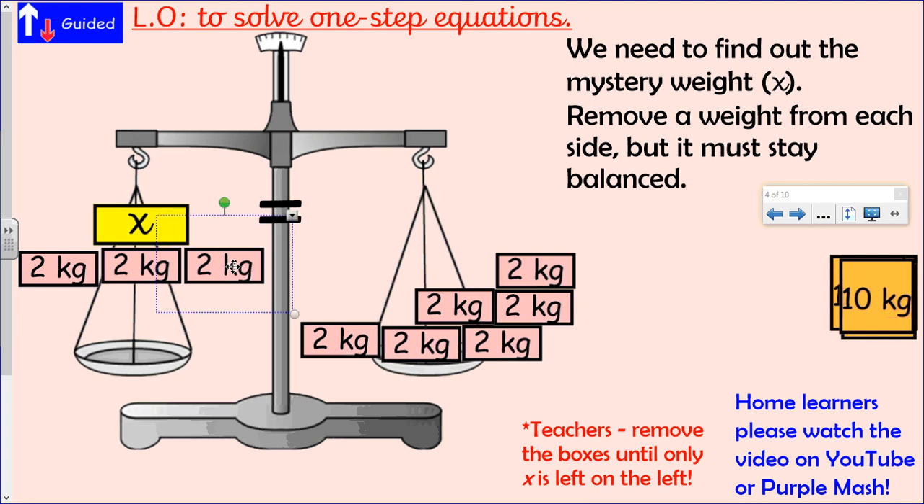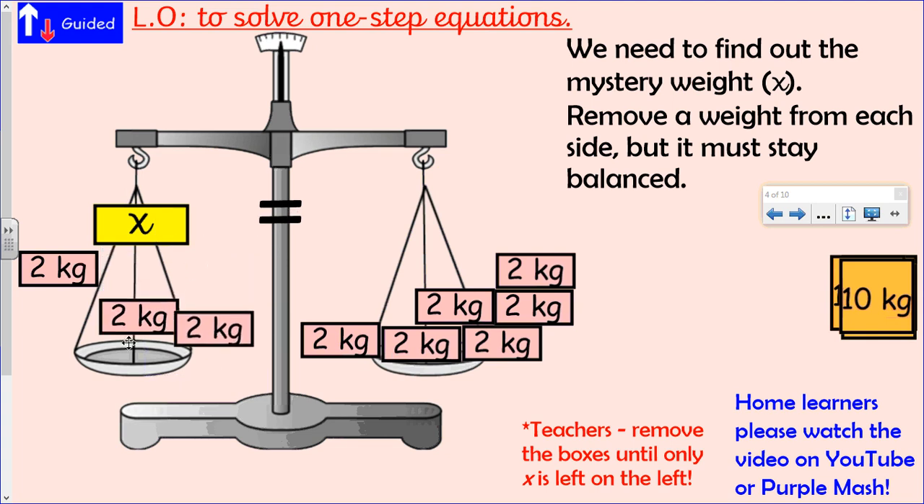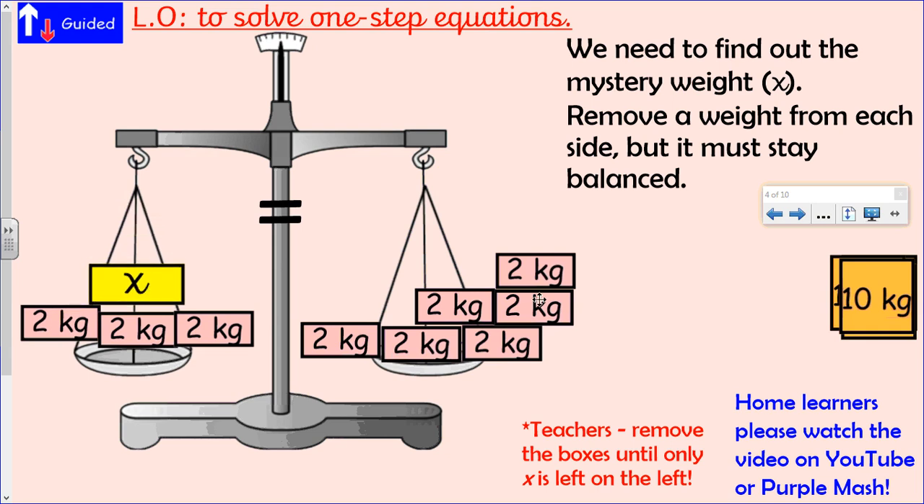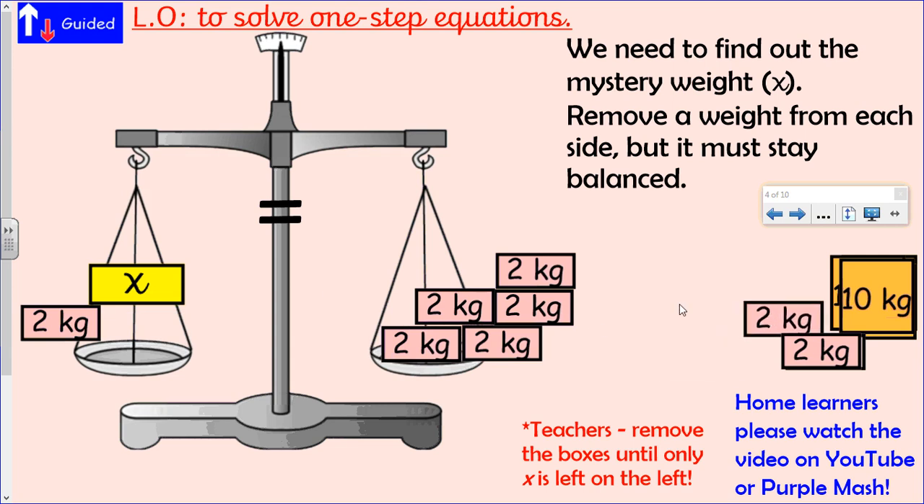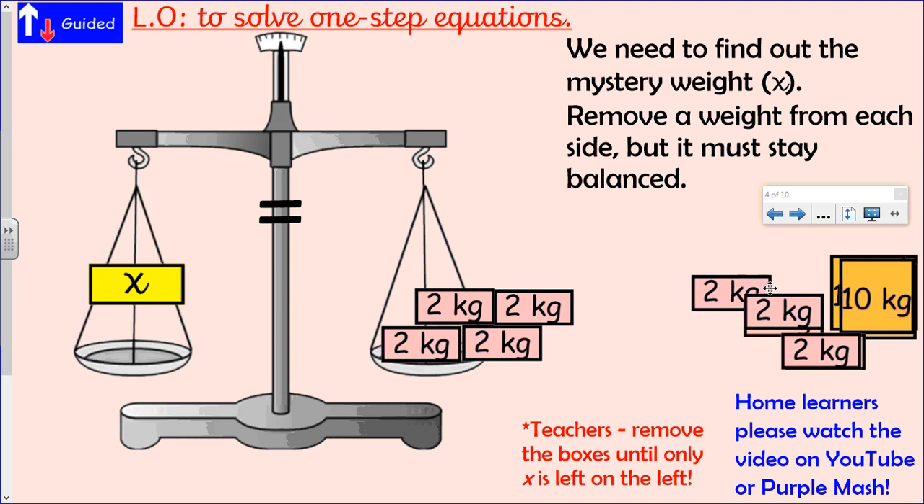So now we've still got some extra weights. I'm just moving these down because it looks better. There's no particular reason why. We've still got some weights over here, and we're trying to get down to just X on the left. So whatever we do to one side, we've got to do to the other. If I take 2 away from here, I've got to take 2 away from here. If I take 2 away from here, I need to take 2 away from there. We're balancing the scales each time, balancing the sides of the equation. If I take 2 away from this one, I've got to take 2 away from this one.